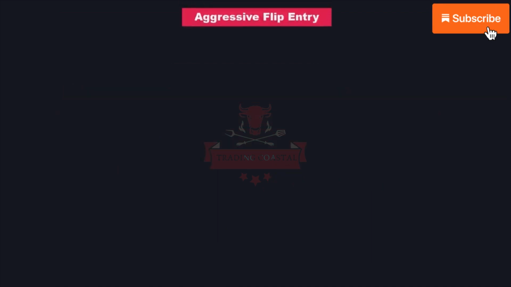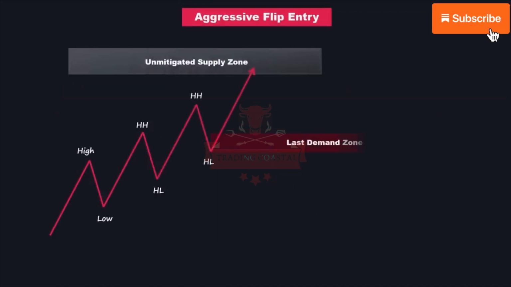Now let's explore the aggressive entry model. As you can see, we have identified a valid flip pattern where the price was rejected from a higher time frame supply and failed to make a new high. After testing the most recent demand zone, it broke downward, confirming the flip pattern. To enter a trade using the aggressive entry approach, we follow these steps.